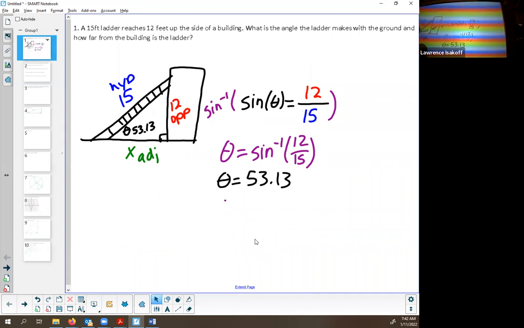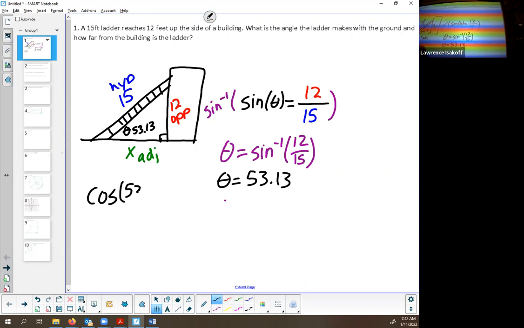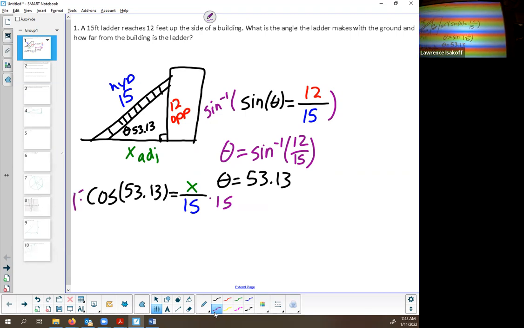I meant to use cosine there. That was 100% on me. Tangent would be opposite over adjacent. I did adjacent over hypotenuse, so that's cosine. So let's rewrite that. Cosine of 53.13 is equal to my adjacent of x over my hypotenuse of 15. Now I multiplied both sides by 15. I'm so sorry about that, guys. We get x equals 15 times the cosine of 53.13.